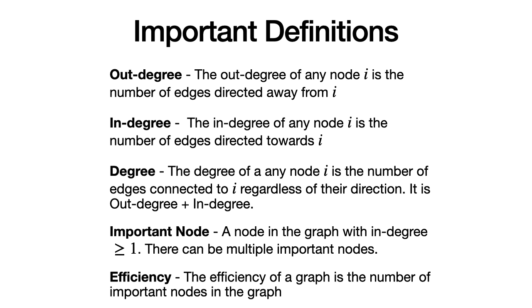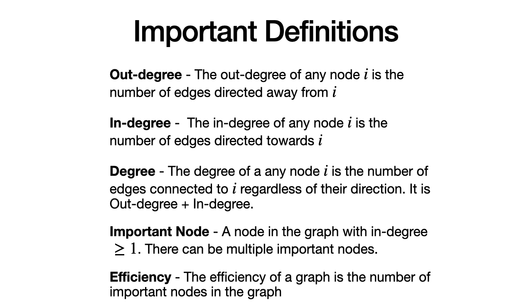Now, an important node is a node in the graph whose in degree is greater than or equal to 1, and there can be multiple important nodes. The efficiency of a graph is the number of important nodes in the graph. Now, going back to the problem statement, the problem stated that we need to create a graph such that the number of nodes with in degree 0 is minimized. Conversely, this means that the number of nodes with in degree greater than 0 is maximized. And a node with in degree greater than 0 is an important node, and therefore we need to maximize the number of important nodes. Therefore, we need to maximize the efficiency of the graph, right?